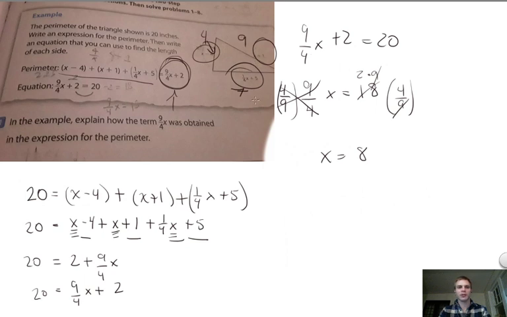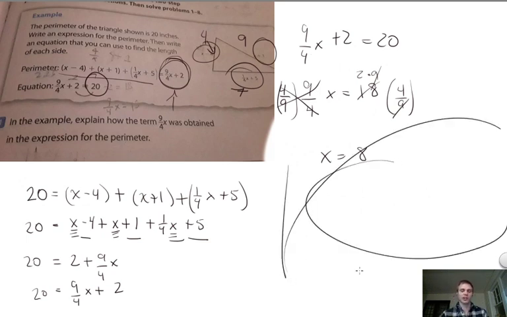Okay, and if you add all those up, that equals 20, which is a good check because we were supposed to equal 20 for the perimeter. All right, and the last thing here, in the example, explain how the term 9/4 x was obtained in the expression for the perimeter. So I think my little aside, where I was adding those fractions, that's the answer to that question.